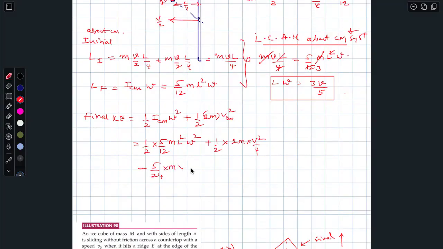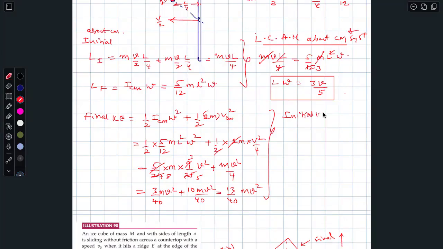5/24 ml, that is 9/25 v square plus mv square by 4. Multiples 5 term, 3 3s, 3 8s. So 3/8 5 is 40. 3/40 v square plus 10 mv square by 40. 13/40 mv square. This is the final KE.